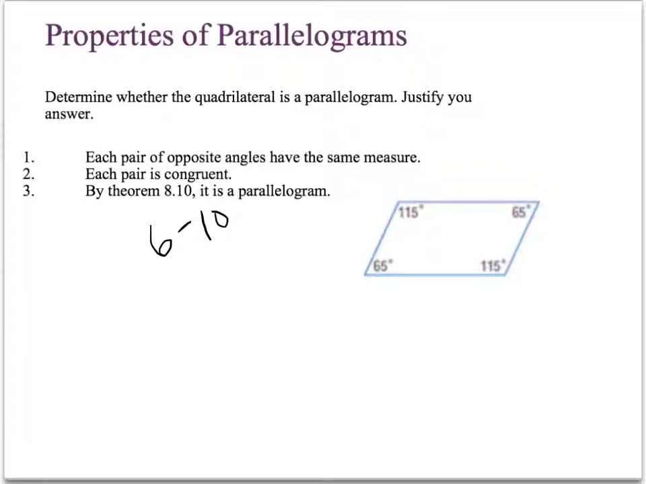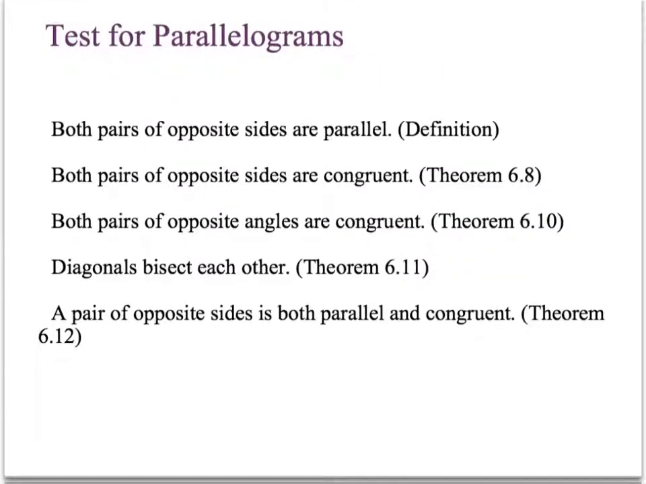All right, next slide. So these are tests that we can use to test for parallelograms. If both pairs of opposite sides are parallel, by definition, it's a parallelogram. If both pairs of opposite sides are congruent, theorem 6.8, parallelogram. 6.9, if an angle is supplementary to its consecutive angles, it's a parallelogram. Both pairs of opposite angles are congruent, parallelogram. If the diagonals bisect each other, it's a parallelogram. And if a pair of opposite sides is both parallel and congruent, it's a parallelogram. So these are the tests that we have for parallelograms.